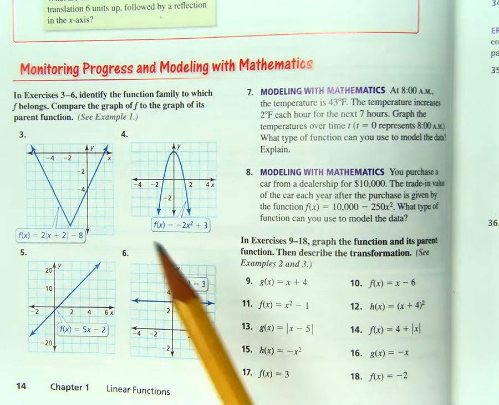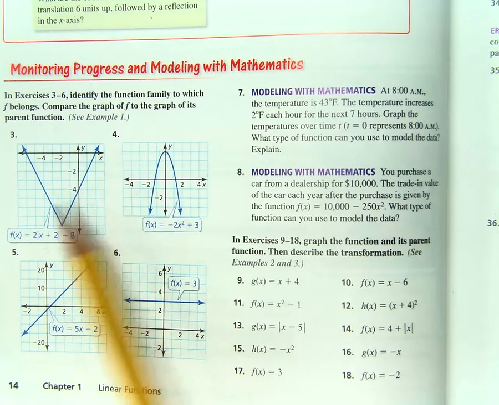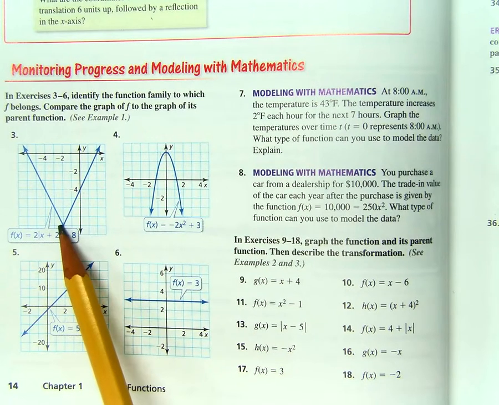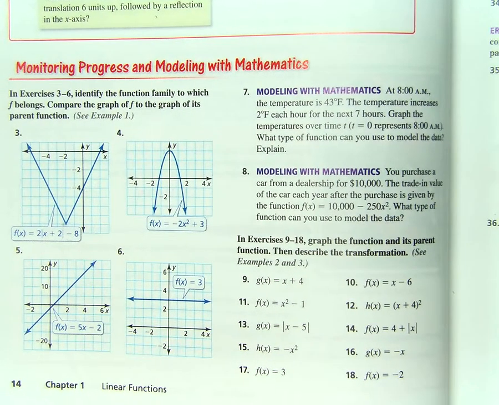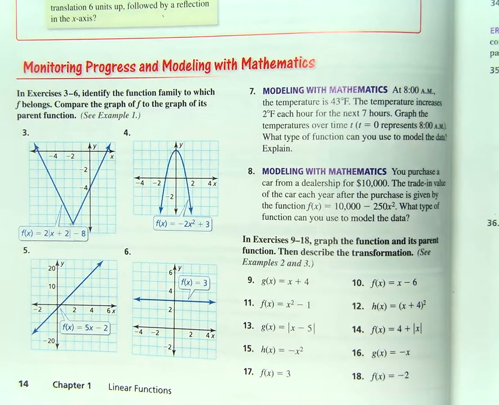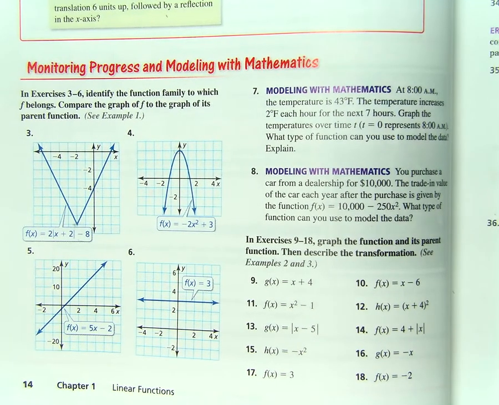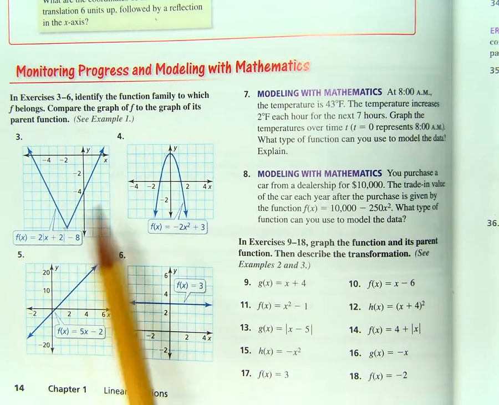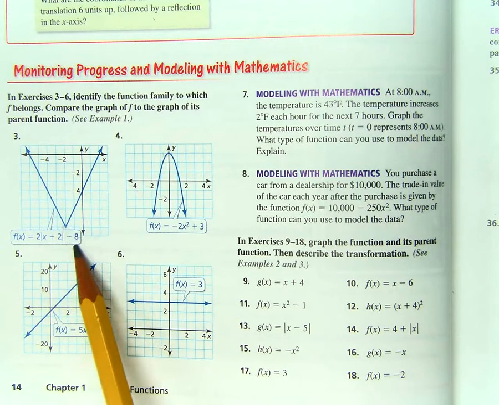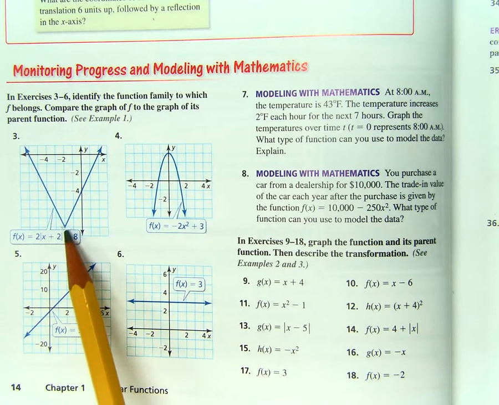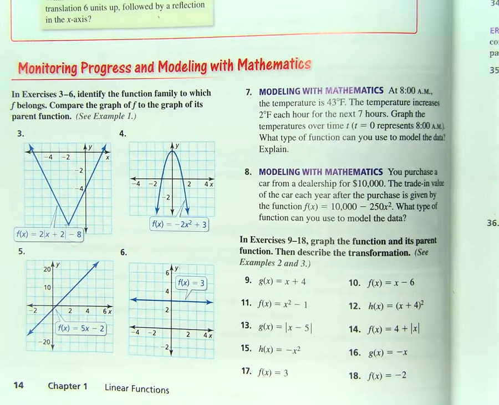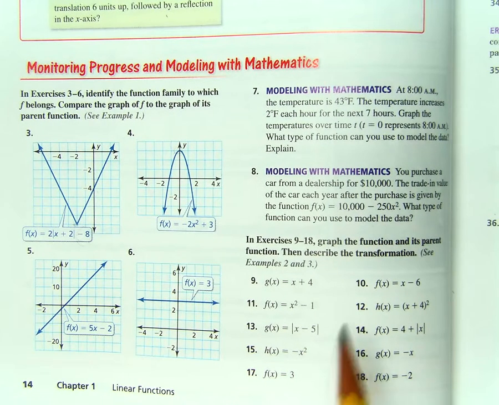Okay, so you can tell, I know there's a horizontal shift, we're not worried about that right now, but there was clearly a vertical shift down 8. Is there any other way that you can tell that it went down 8? Yeah, look at the equation, look right here. It's outside of that general form. It's outside all by itself, down 8. Fair enough? What about number 4?